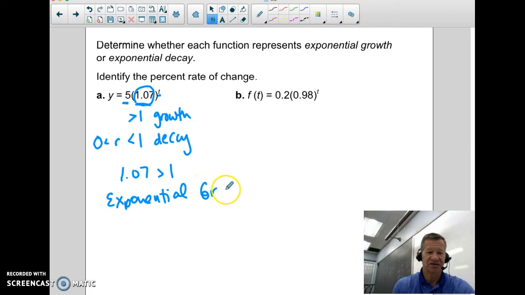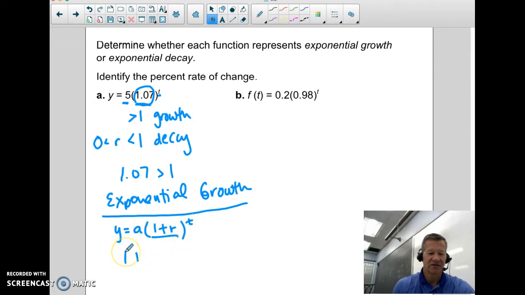Now, next question is, what is the percent rate of change? Well, remember, in an exponential growth equation, the equation is some starting number times 1 plus the rate to the t power, right? Well, this 1 plus r, in our case, was equal to 1.07. So what did we add to 1 to get 1.07? Well, we added 0.07. So all you really have to do is take this number and subtract 1. Okay, so 1.07 minus 1 is 0.07.